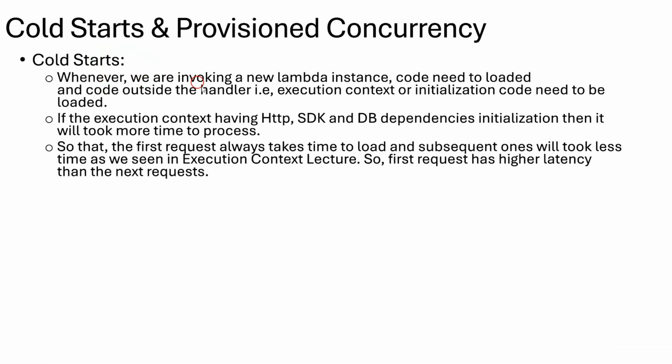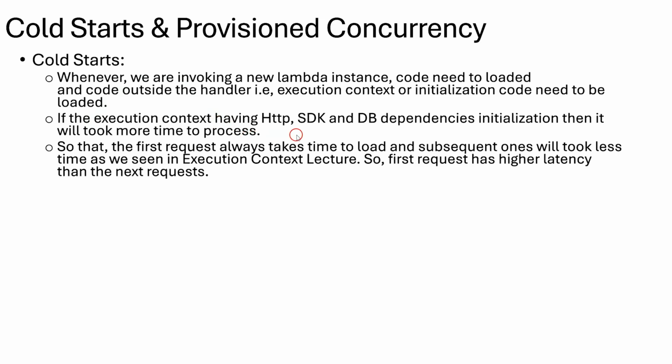Whenever we are invoking a new Lambda instance, code needs to be loaded, right? And code outside the handler, that is the execution context or initialization code, needs to be loaded. If you observe this point, if you take a Lambda, we will have a handler function. Inside the handler we will have the actual Lambda code we are trying to use, but outside the handler we have the execution context, where we write our initializations. And that initialization code usually takes time, no? So whenever you spin up a new instance, it will take time to load those initializations.